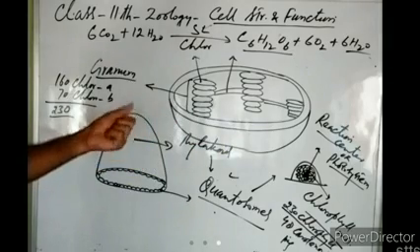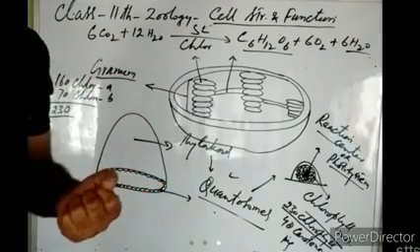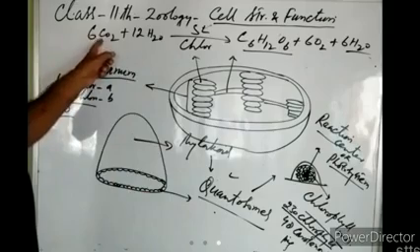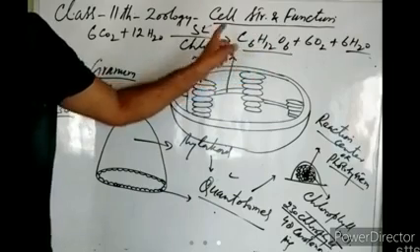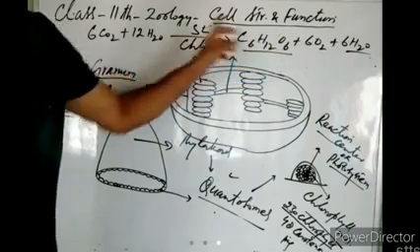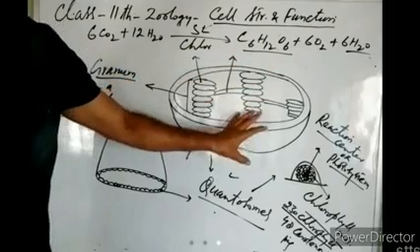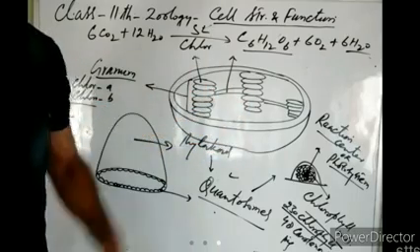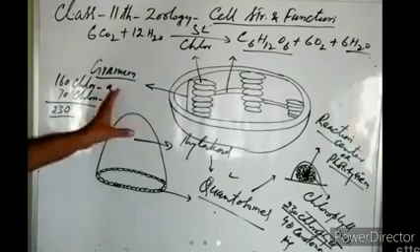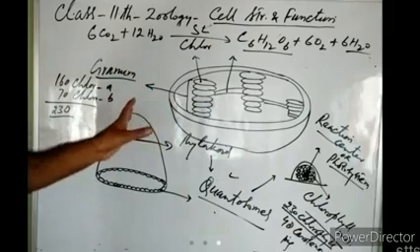So why do we call them the kitchens of the cell? Because they trap solar energy. With the help of that solar energy, they form bonds between carbon, hydrogen and oxygen, and glucose is formed. So they form the food for the plant and for the other herbivores. That is why we call them the kitchens of the cell. So this is all about the chloroplast. I hope you have now understood the function of chloroplast.